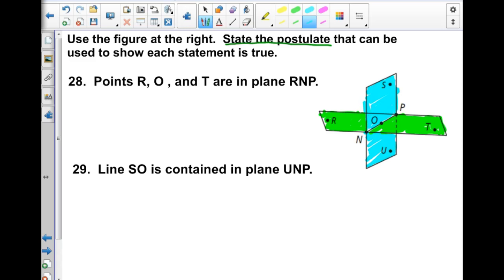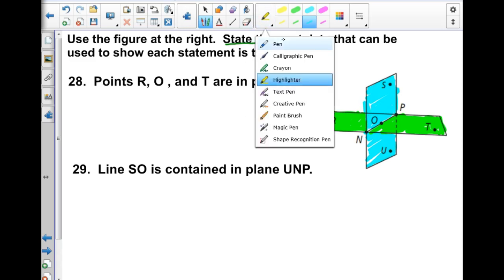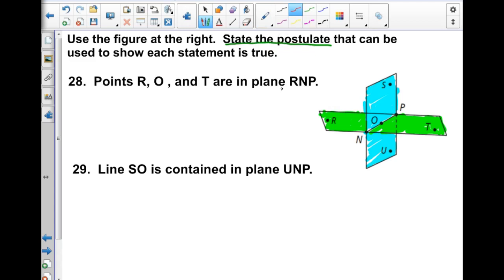Okay, it's asking us: points R, O, and T are in plane RNP. Those are three non-collinear points. So the postulate should look like this: three non-collinear points, then a plane. That's what it's saying. So find that one on your green sheet, guys, girls, everybody. You got to know how to figure it out.